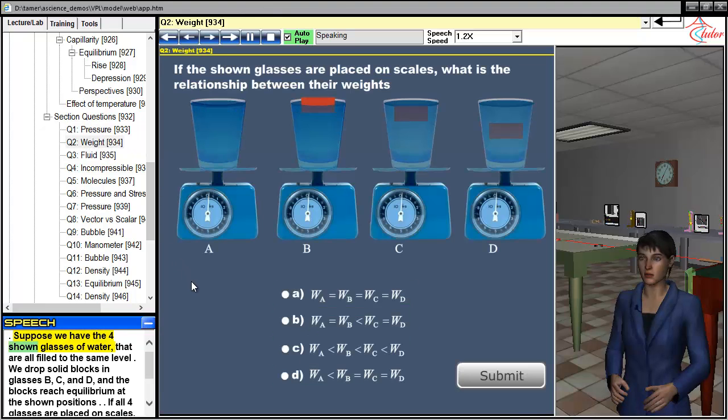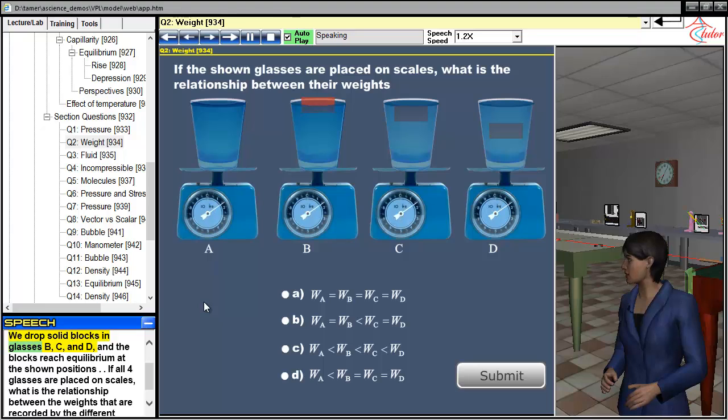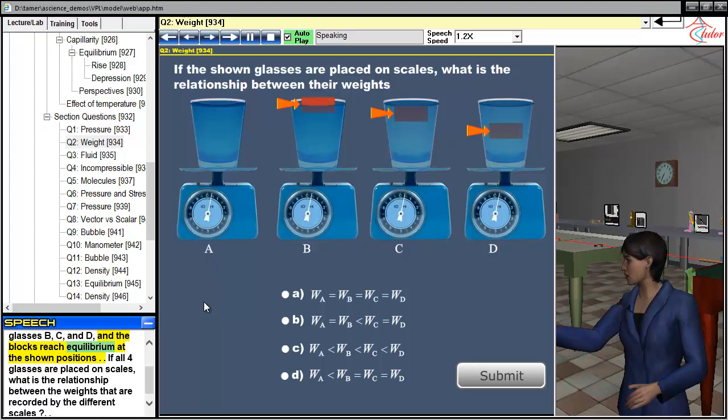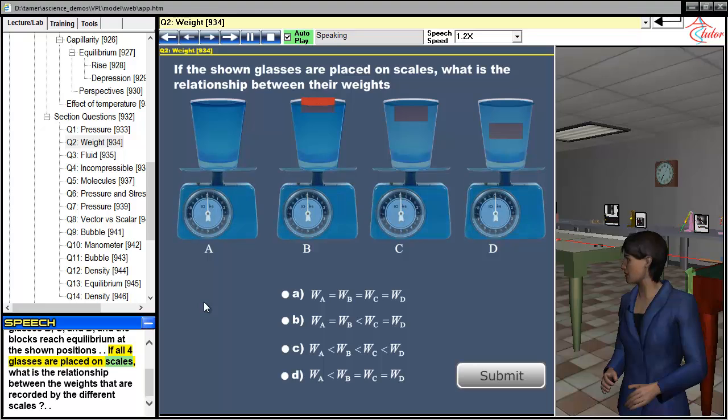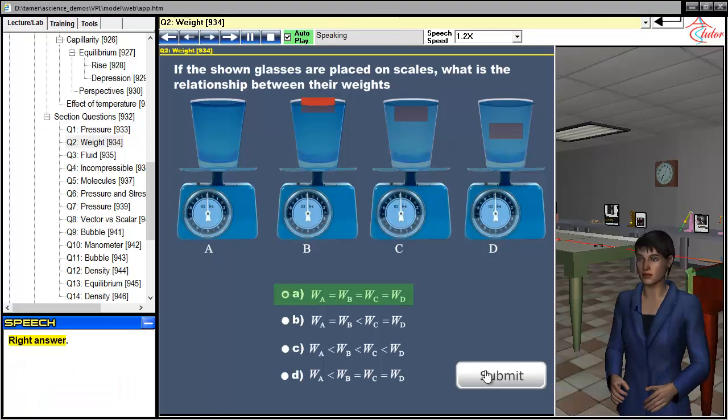Suppose we have the 4 shown glasses of water that are all filled to the same level. We drop solid blocks in glasses B, C, and D, and the blocks reach equilibrium at the shown positions. If all 4 glasses are placed on scales, what is the relationship between the weights that are recorded by the different scales? Right answer.